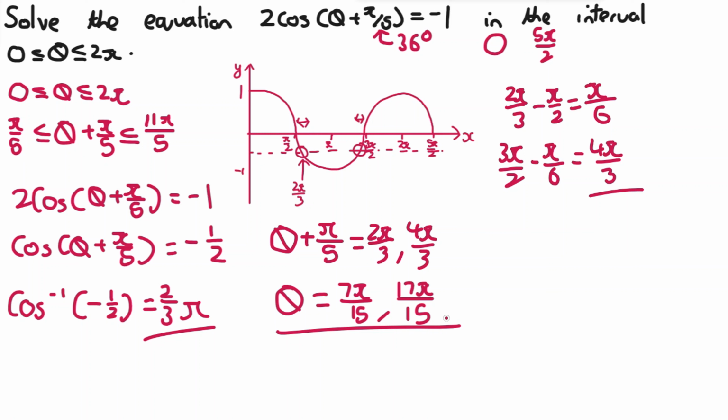And again, you can check your answers by putting these theta values into this equation here and seeing that you get out -1. So put 2 cos of theta, which will take this one, 7 pi over 15 plus pi over 5. And if you put this into your calculator in radians mode, you do get out the value of -1. So therefore you know that you have found the correct values for theta.